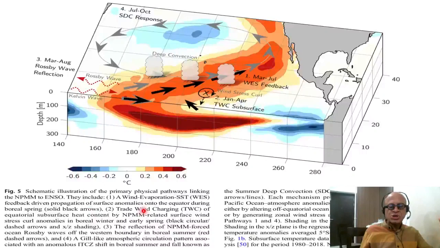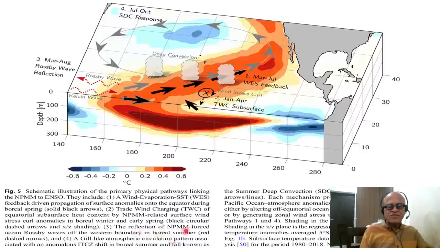Trade wind charging, TWC, of the equatorial subsurface heat content by the NPMM related surface wind stress curl anomalies in boreal winter and early spring. So that's the wind stress curl being shown here, which can lift or suppress the thermocline and create Sverdrup transport, convergence or divergence, which is the trade wind charging, which assists with the ENSO recharge discharge process, for example.